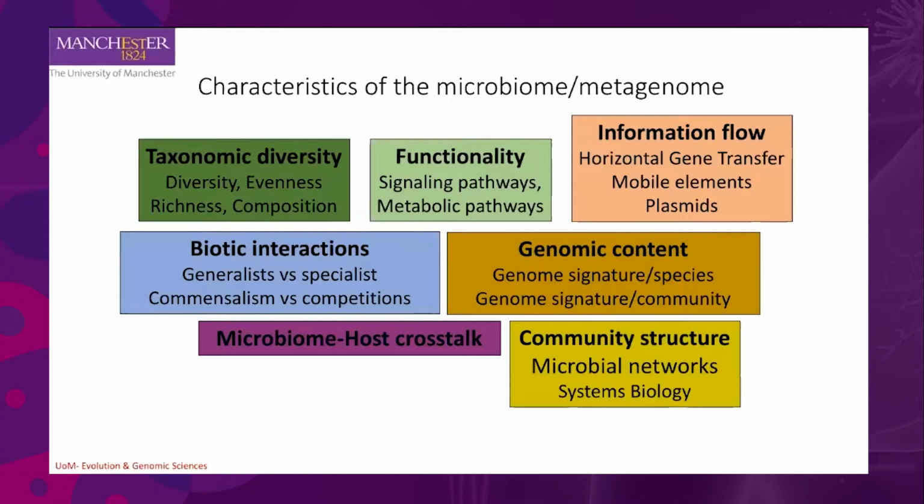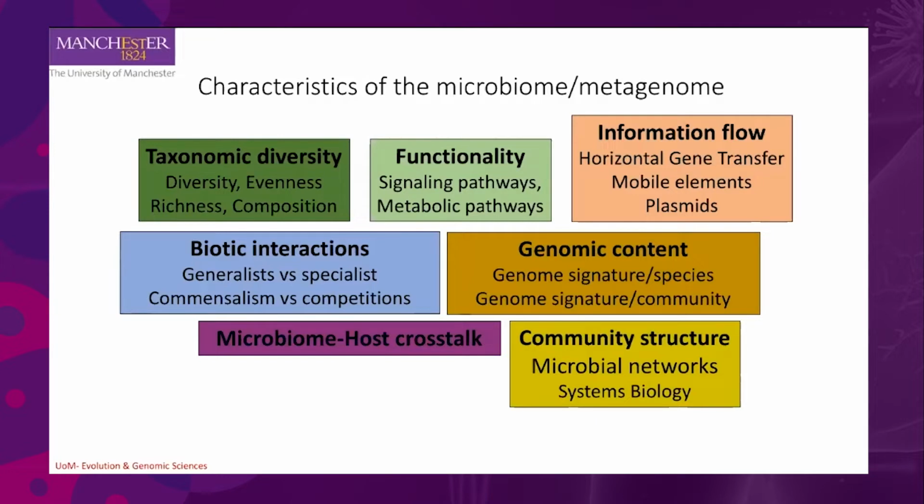So this includes, for example, taxonomic diversity. So in ecological terms, how diverse is the sample, or how similar are two different samples or groups of samples. We can characterize the evenness and the richness, how many different species are there, and of course the composition. We can get information about the functionality, including the signaling ways and the metabolic pathways. We can study how genetic information is transferring from one species to another, either through horizontal gene transfer or through mobile elements and plasmids.